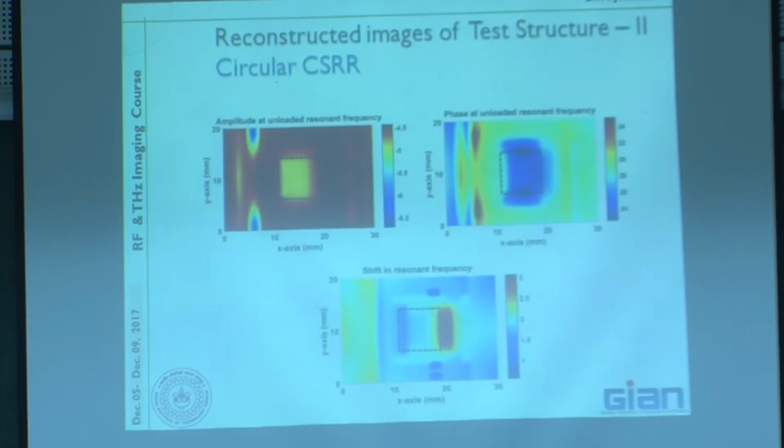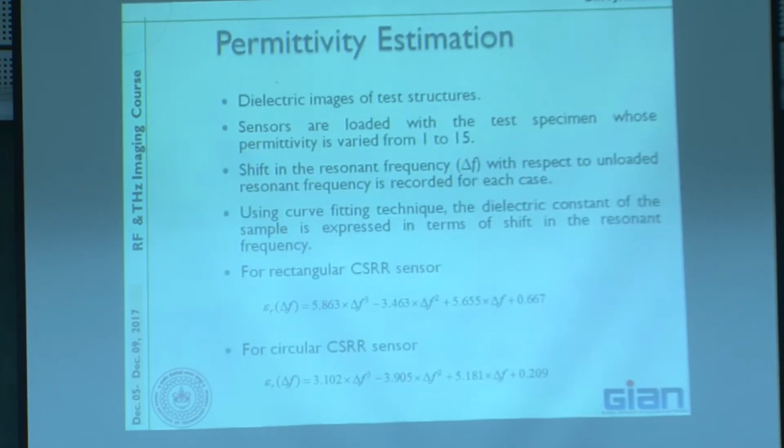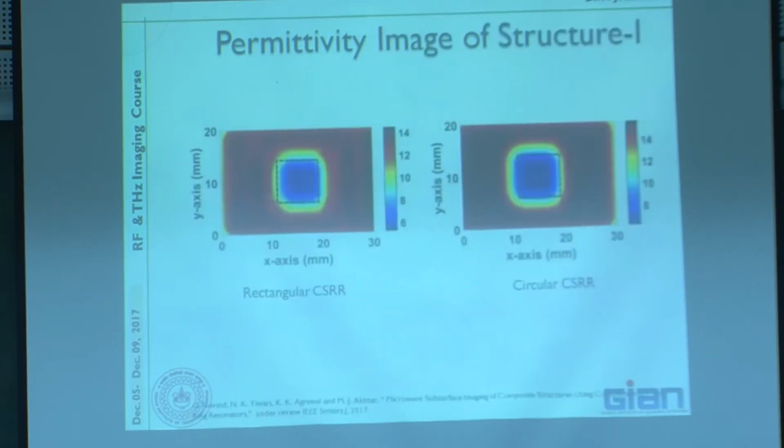You can also find the permittivity. For permittivity, you have to get the equation as I mentioned earlier. In terms of shift, delta F is the shift which you can measure or observe, and epsilon R is the permittivity which you extract. For this, you first have to get this equation, which has to be established or derived using the simulation. Once you derive it, then you can actually obtain the permittivity.